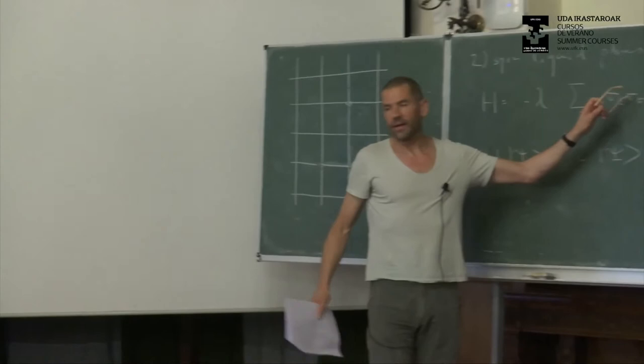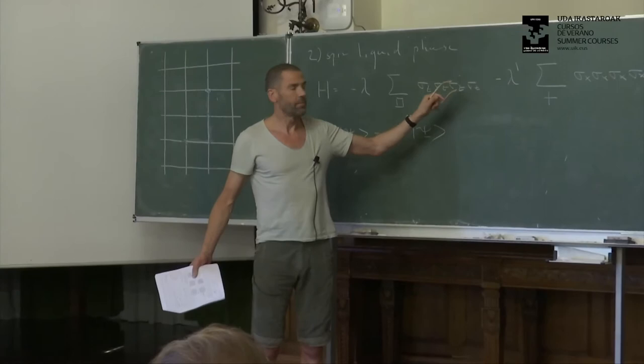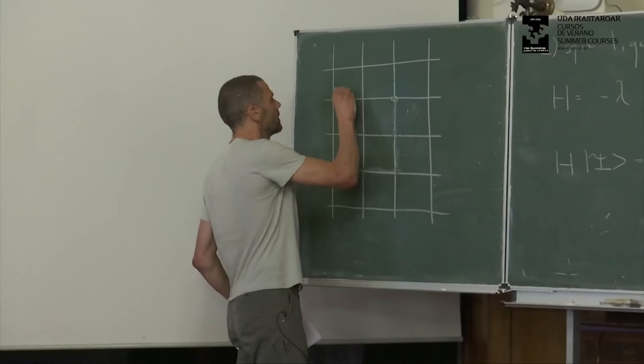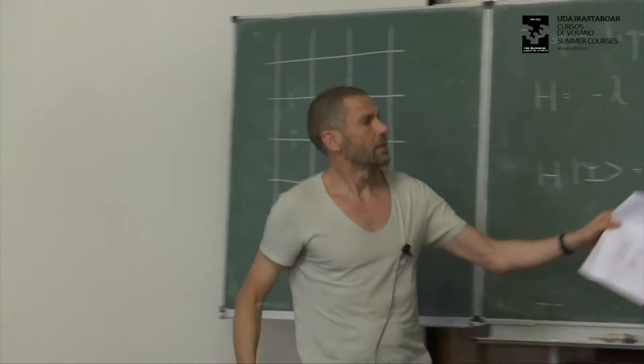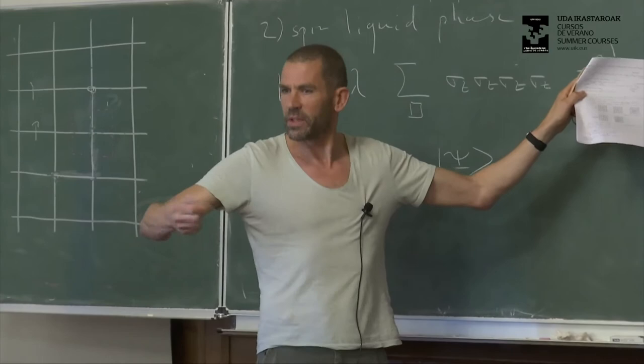So how do we construct the state? First guess, let's take all sigma z's into plus sigma z states, everywhere spin up states, like here, here, and so on. Now this one is certainly satisfied. But there is a slight problem: this will not be an eigenstate of this one here, because if any of these acts, it will just change the spins. So we have to do a little better.